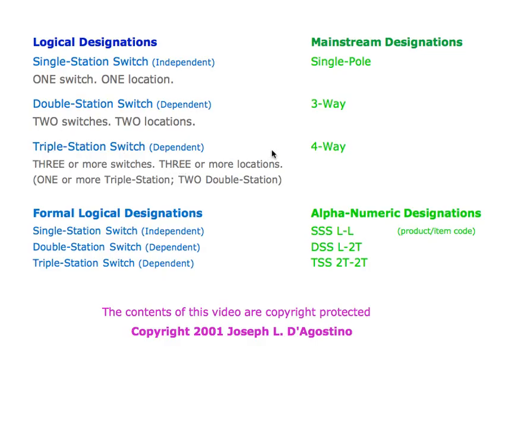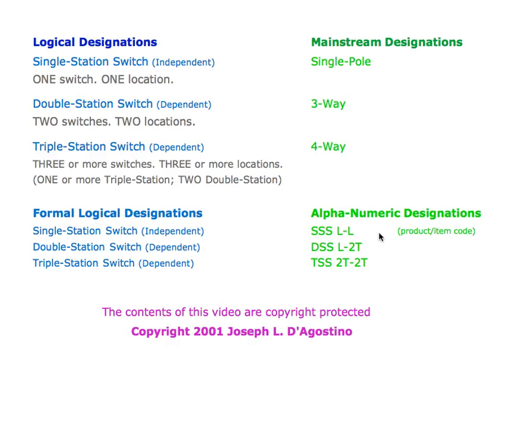Triple, you call it a 4-way, and I just talked about it. There is the element of the number 4 in there, but it's not enough. You can see the 3 switches, you see the 3 locations, and you know you have triple station. There are 3 stations that make this switch set work. That's very important for the mind. So your formal logical designations are here.